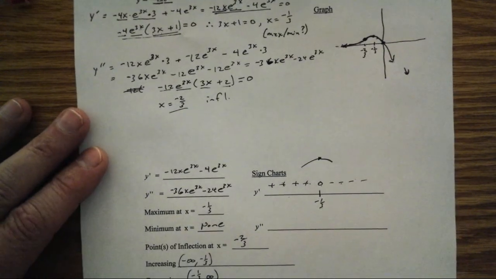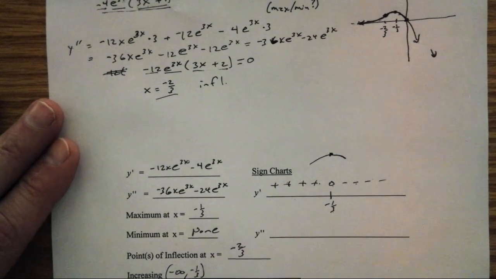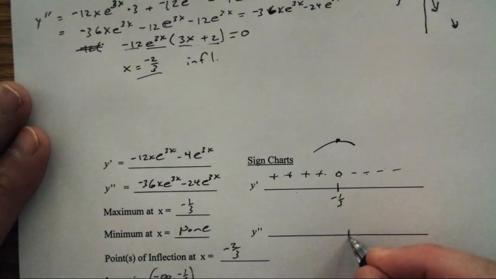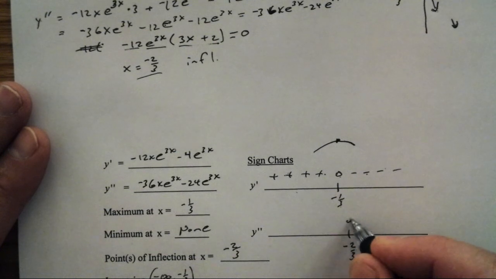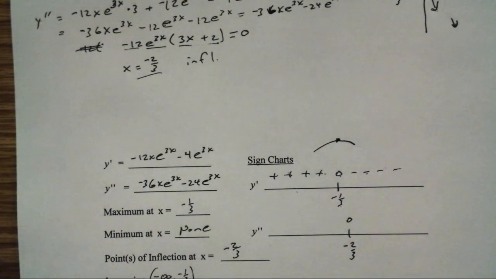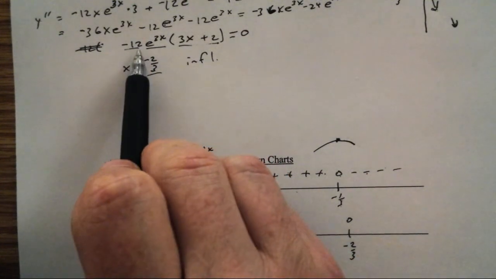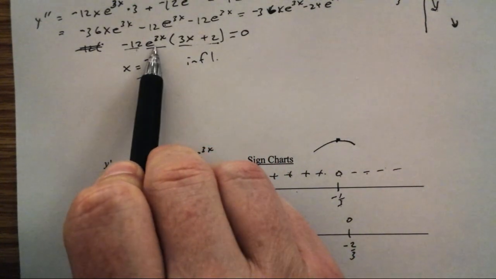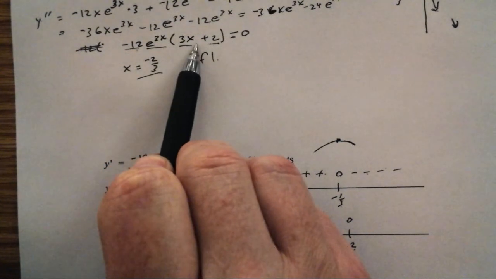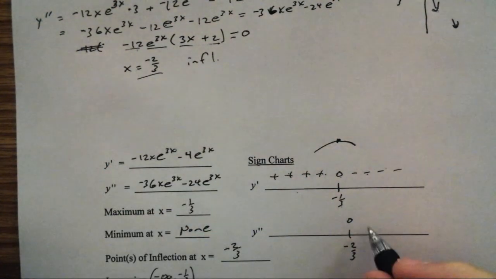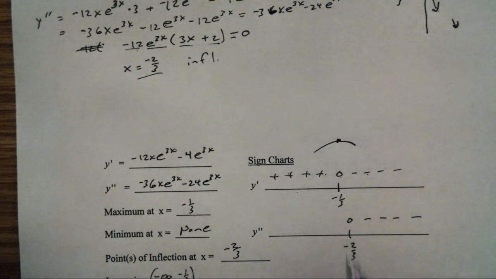All right, let's do the same thing with the inflection points, or point in this case. At negative 2/3, we're at 0. Let's put a value to the right of negative 2/3. Arbitrarily, I'm going to choose 2, something out here. I get negative times positive. When x is 2, this is positive. Negative times positive, negative.